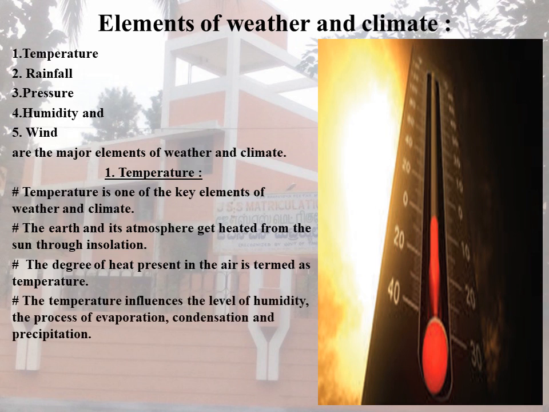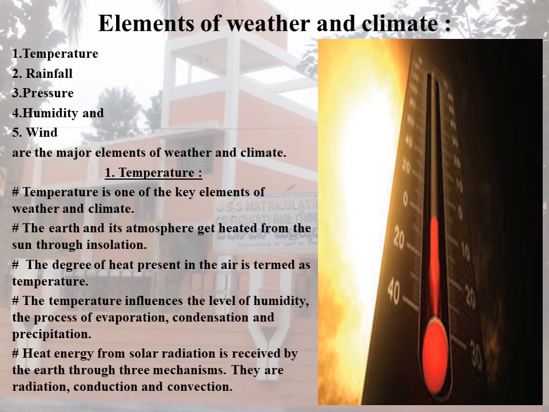The next point: temperature influences the level of humidity and the processes of evaporation, condensation and precipitation. Heat energy from solar radiation is received by the earth through three mechanisms. They are radiation, conduction and convection. The earth's atmosphere is heated more by terrestrial radiation than by insolation.